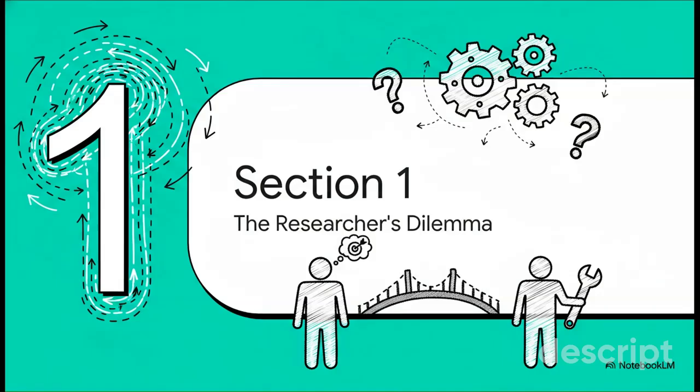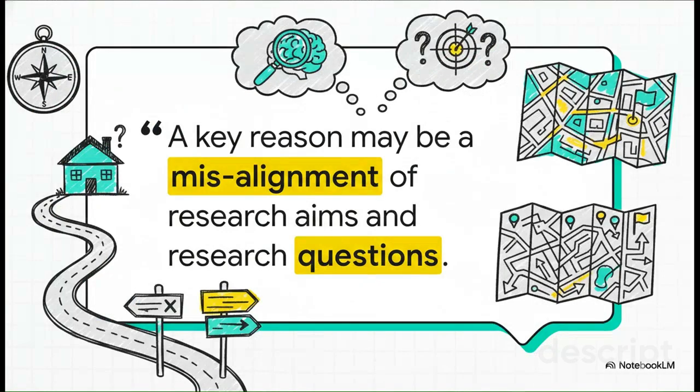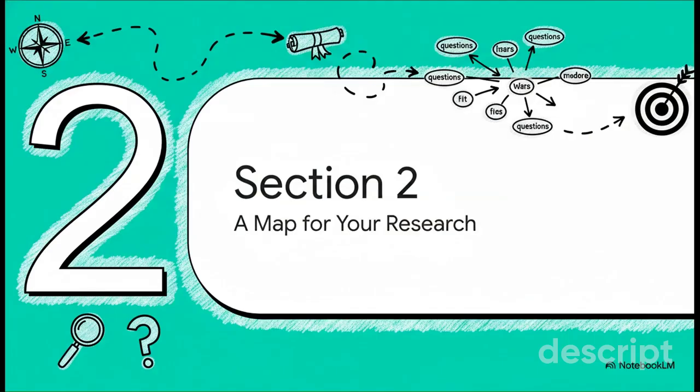In this first section, we're going to break down exactly why this happens so often. Professor Kronje says the fundamental issue is a misalignment. Our aims and our questions just aren't talking to each other. When our questions don't serve our main goal, our results can't either. So if being misaligned is the problem, what's the solution? Simple. We need a better map.